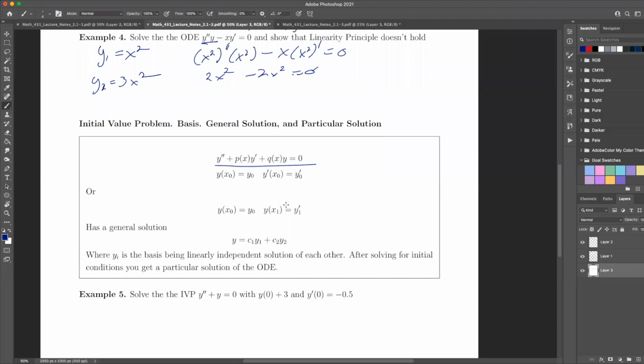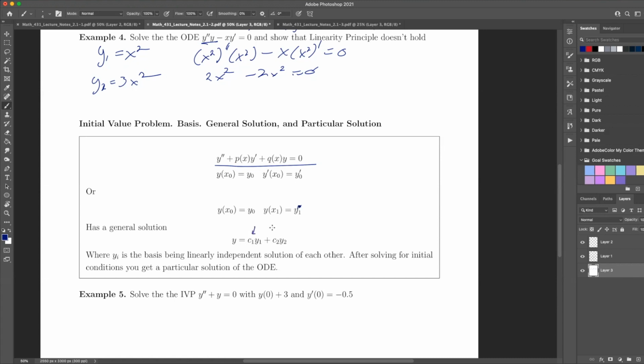Oops, that shouldn't have a derivative sign on it. Sorry about that. So I can have a point and a derivative at some point, right? Or I can just have two different points. Either way will give you a solution. So when we solve it, we get this general solution. And then if we use whatever our initial conditions are, we'll get what we call the particular solution. So solving for initial conditions, we get a particular solution.